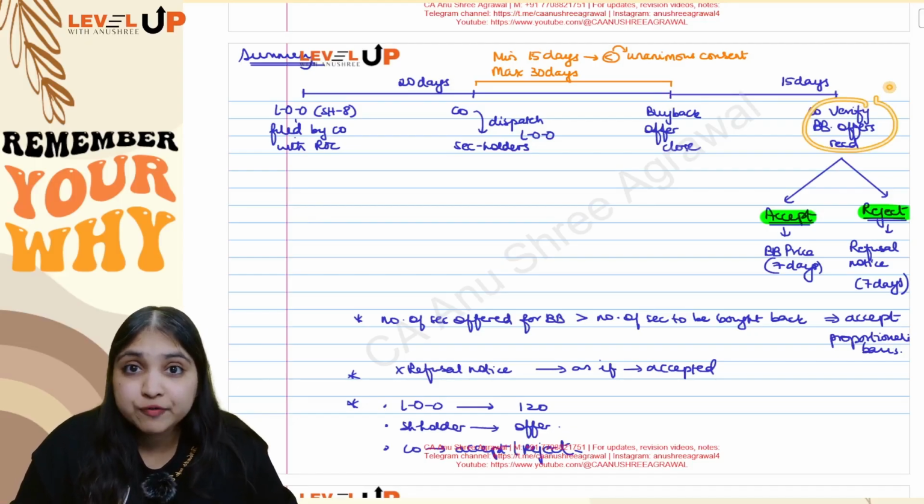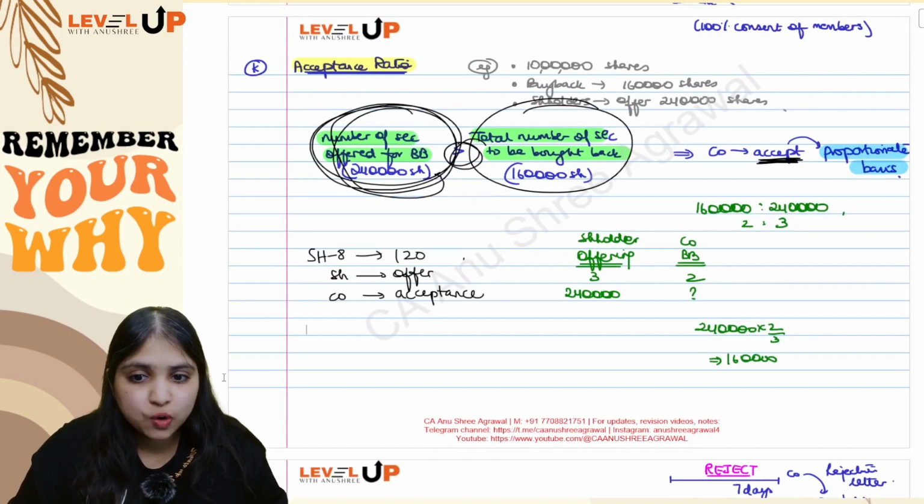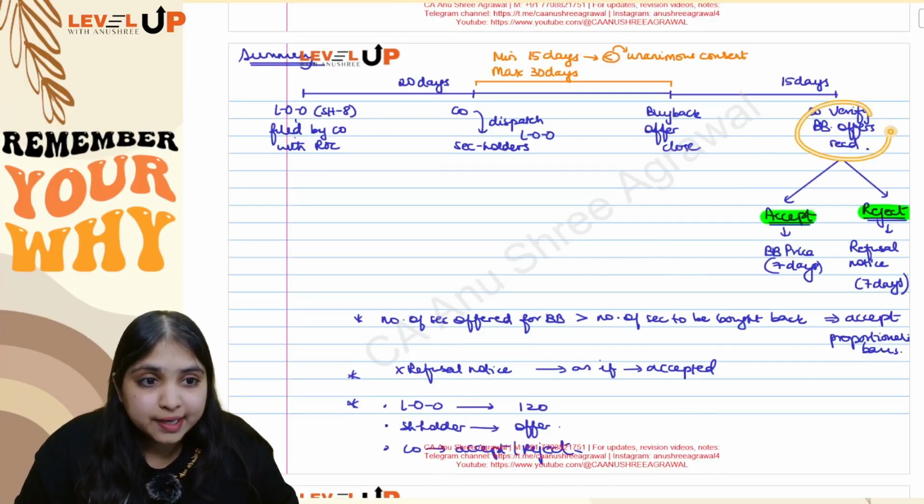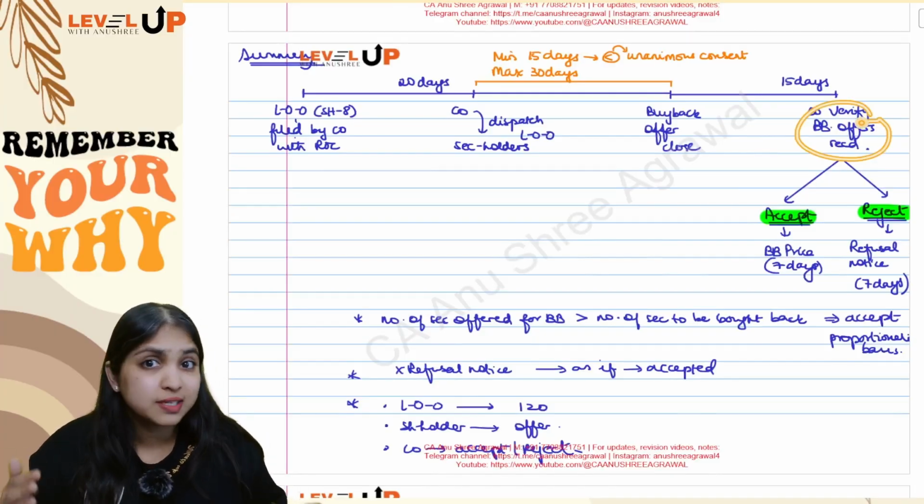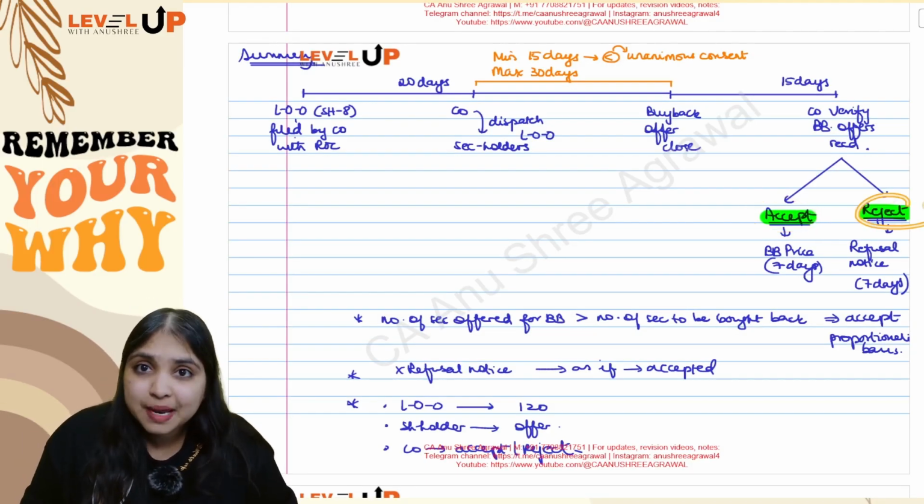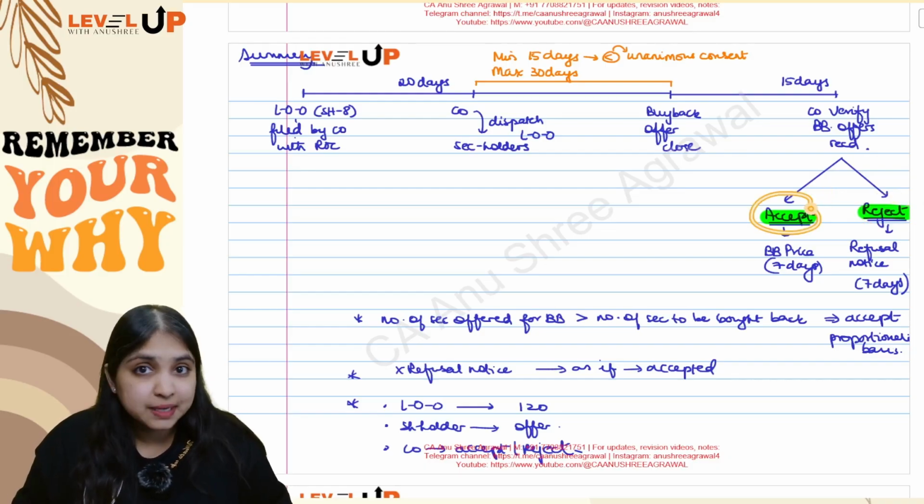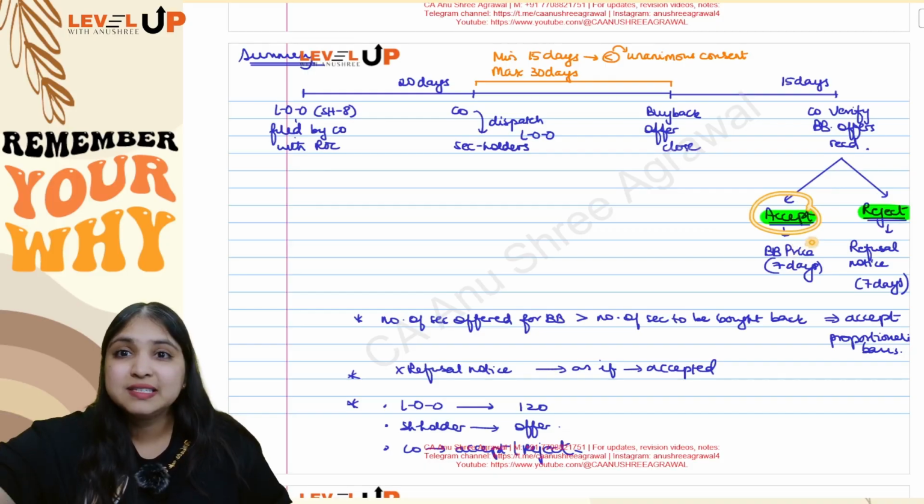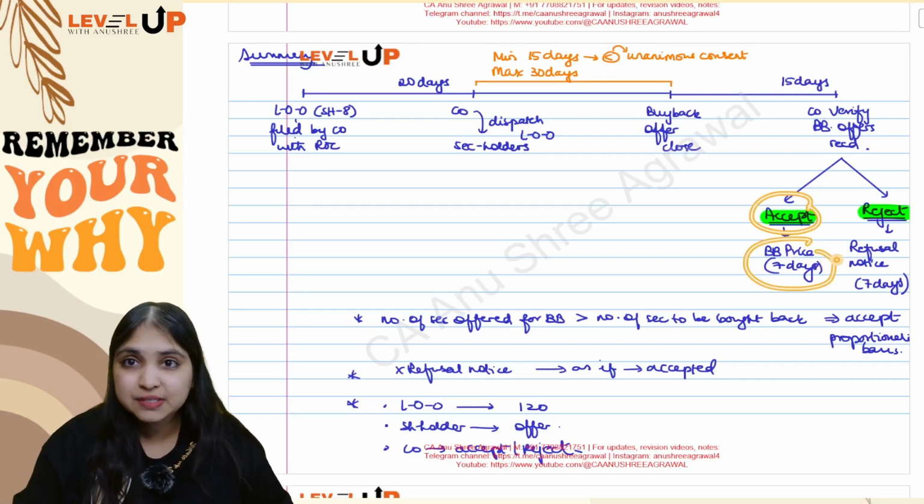What is this buyback offer received? I just told you, right? The shareholders will send their offer to the company saying how many shares they are willing to offer for buyback. So the company will verify the buyback offers received from the shareholders. Now either the company will accept the buyback offer and buy back the shares, or the company will reject the buyback offer. If the company is accepting the buyback offer, it is saying, okay fine, I'll buy back your shares. So the company will send the buyback price to those shareholders within 7 days.